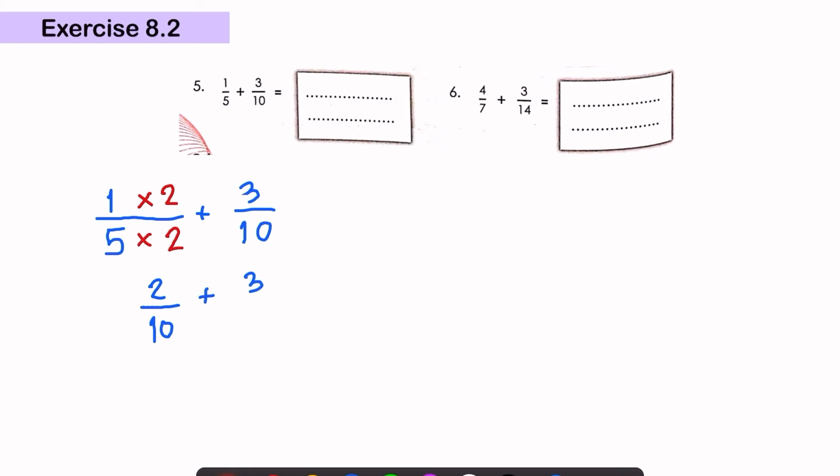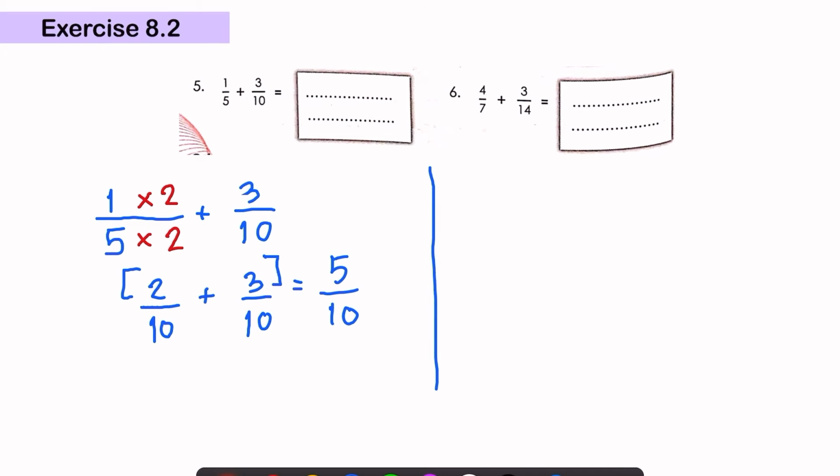plus 3 over 10. Okay, now check the denominator again and you can see that they are equal. When they are equal, you keep 10 for your answer and add the numerator together. So the answer is 5 over 10.